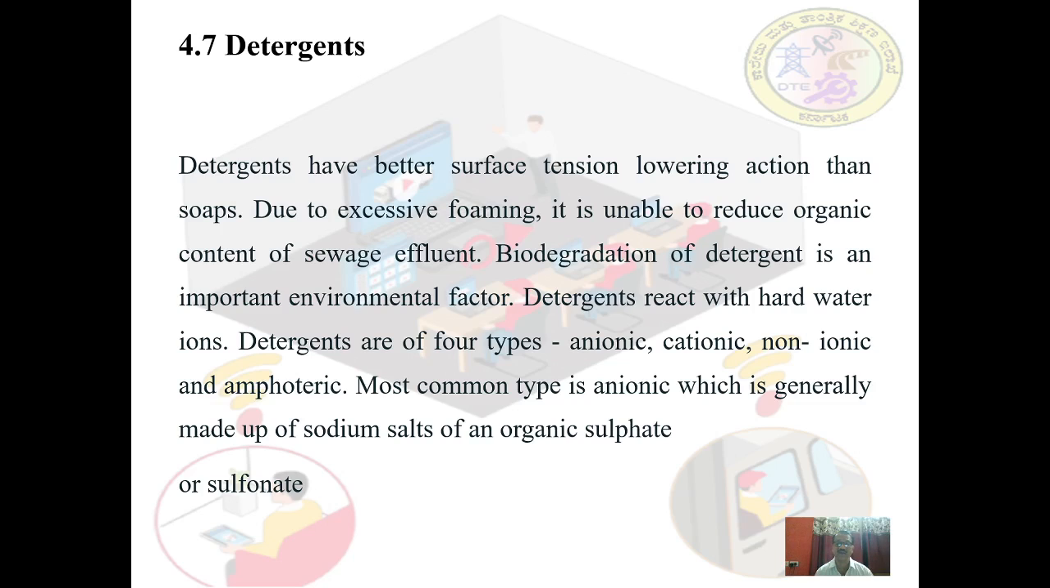Detergent reacts with hard water ions. Detergents are of four types: anionic, cationic, non-ionic, and amphoteric. The most common type is anionic, which is generally made up of the sodium salt of an organic sulfate or sulfonate.